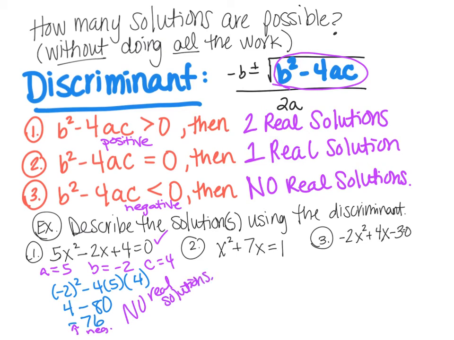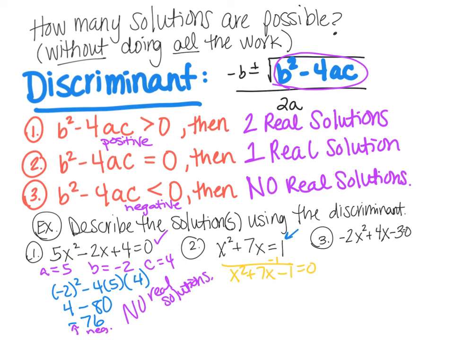Okay. All right, let's try another one. So remember what we want to do. We want to make sure that it is set ready for the formula, which means it needs to be in standard form and that it's solved for 0. So the first thing I'm actually going to have to do here is get rid of that 1. I want to move that 1 to the other side. So I'm going to have x squared plus 7x minus 1 equals 0.